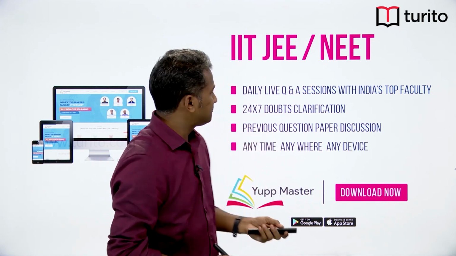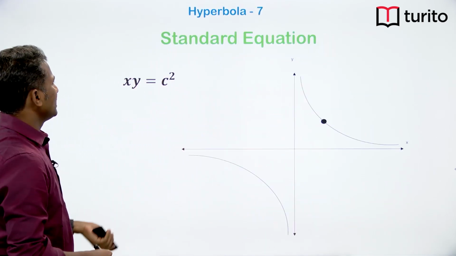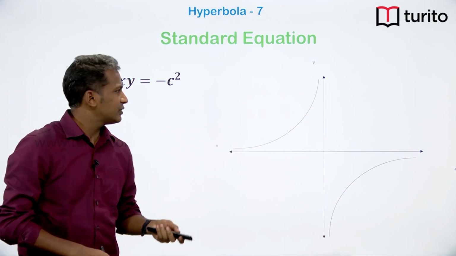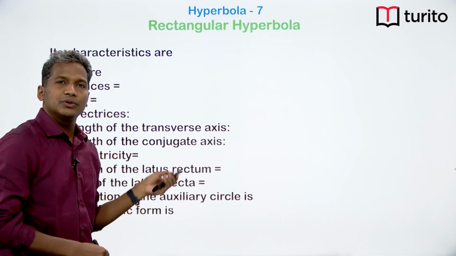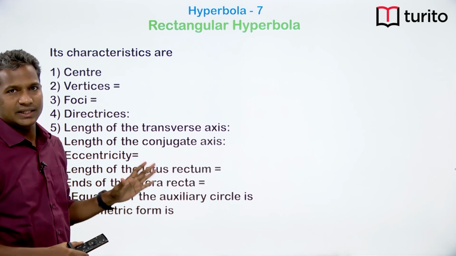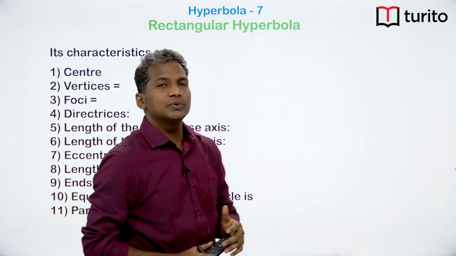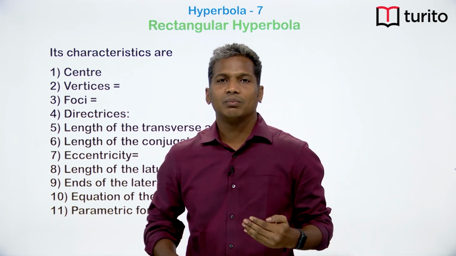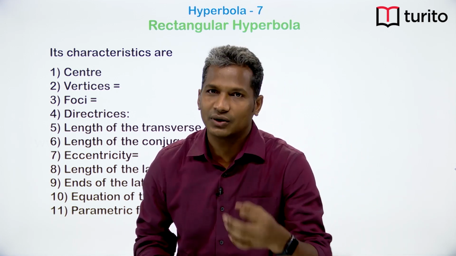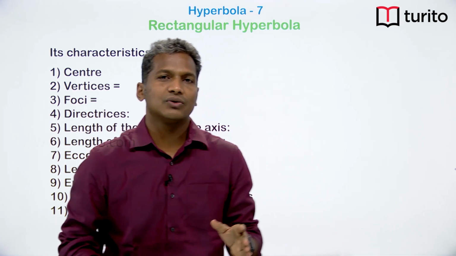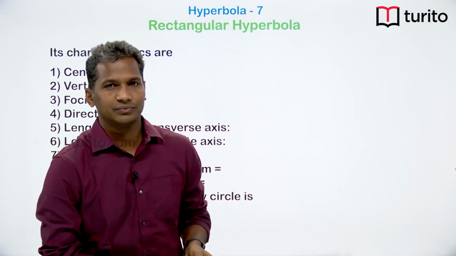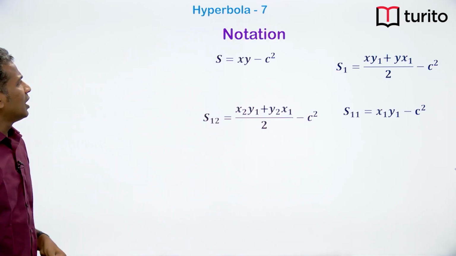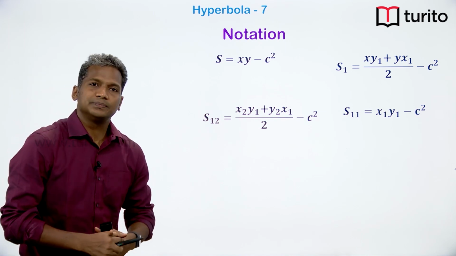So can we start? In the last lecture, we learned the standard equation and also how to derive these characteristics. Now you are not supposed to memorize these, you are supposed to understand how we derive them, because that is the skill that you are developing and it will help you in solving questions in exams also. Okay. So now here is the notation.